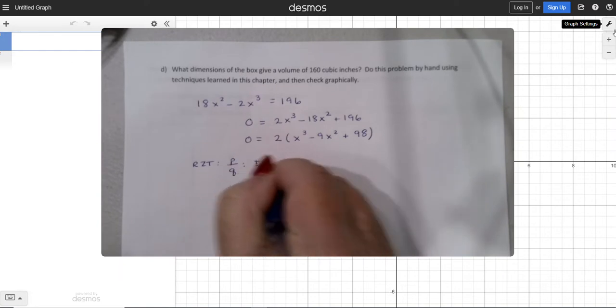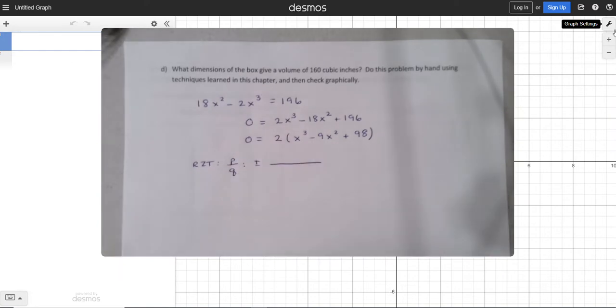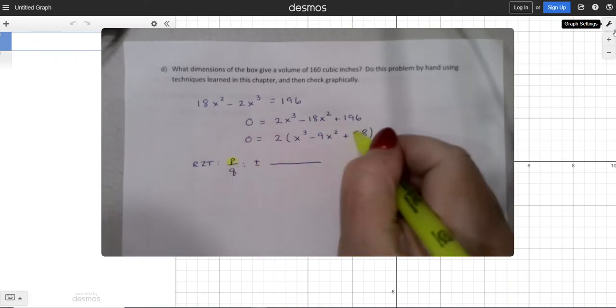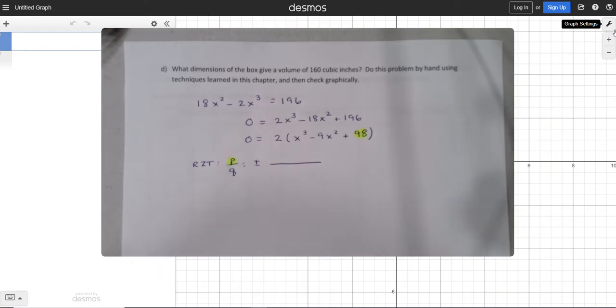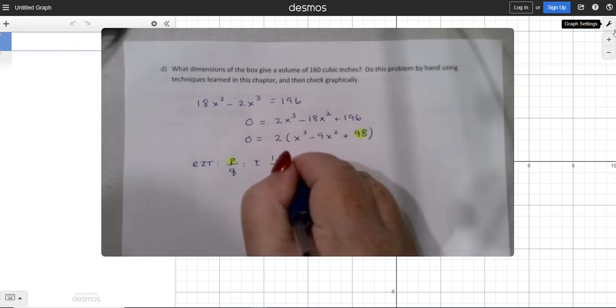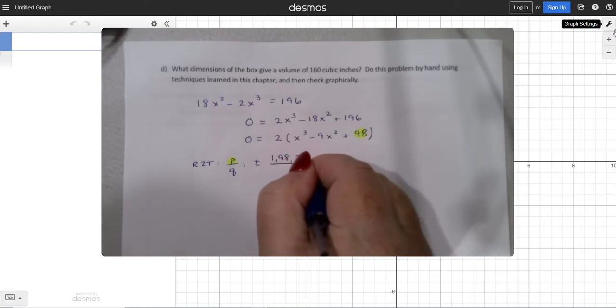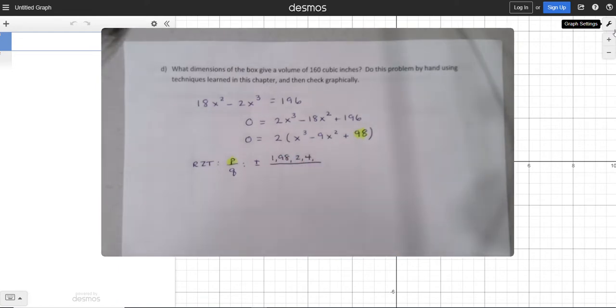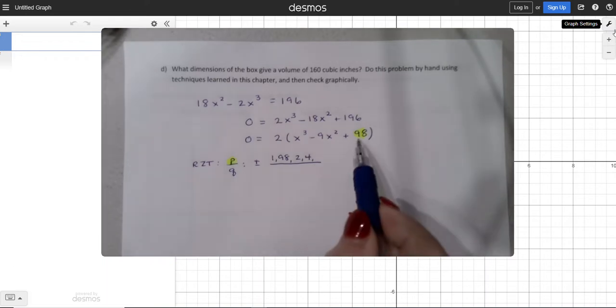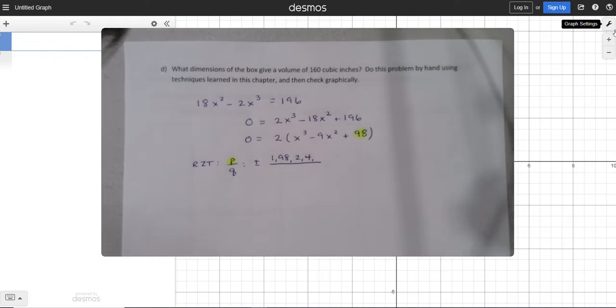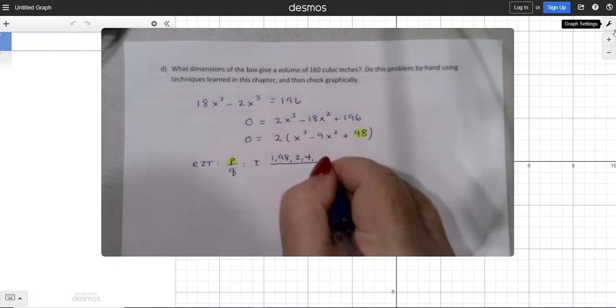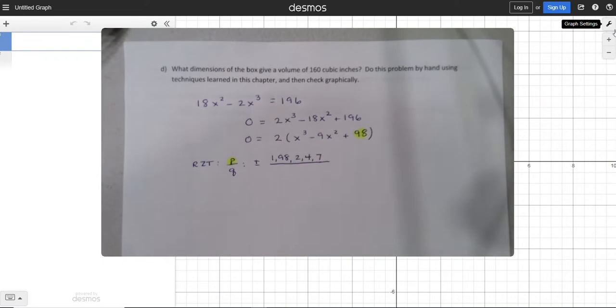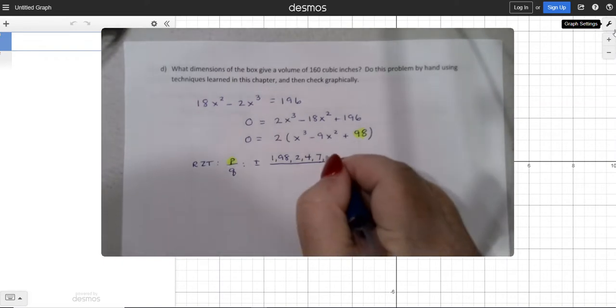So for my p over q's, I know the p has to be a factor of 98. So I could go with 1 and 98, 2 and 49, and I think I'll leave it to you to check this, but 3, 4, 5, 6, none of those go in there. The last thing that goes in evenly is 7. And 98 divided by 7 is 14.